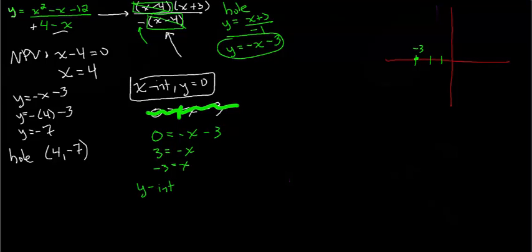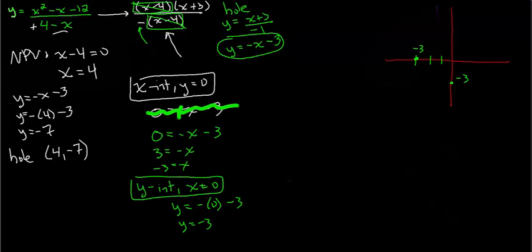Okay, let's find our y-intercept. So that means that x is equal to 0. So here we go. Plugging it in, you're just going to get negative 0 minus 3. So you're going to get y equal negative 3, which I am just going to sketch on here. So there it is.